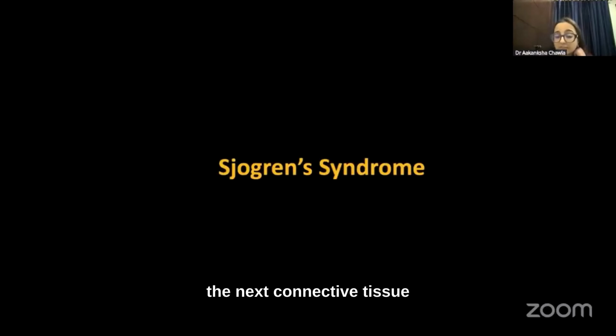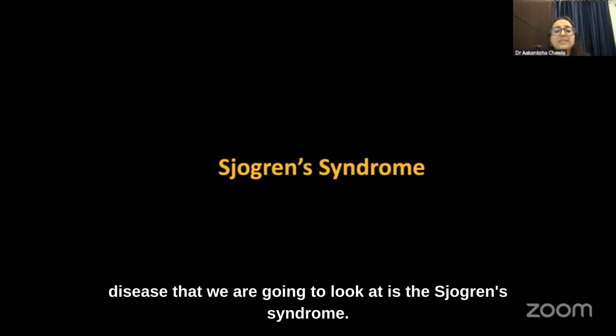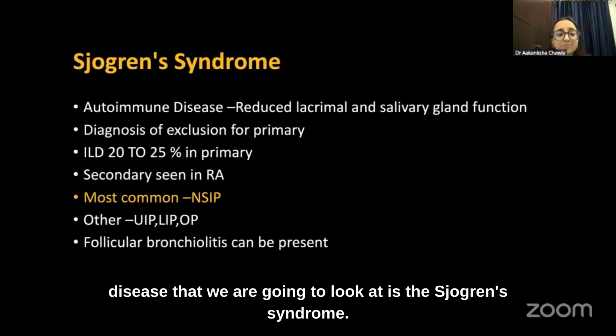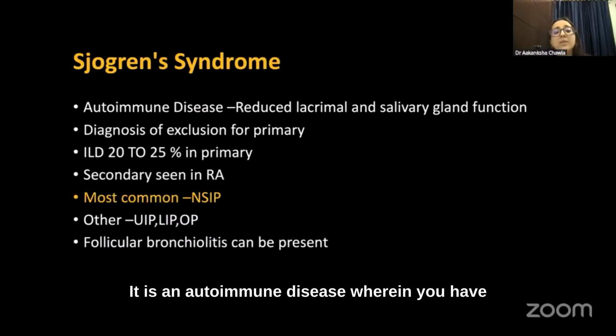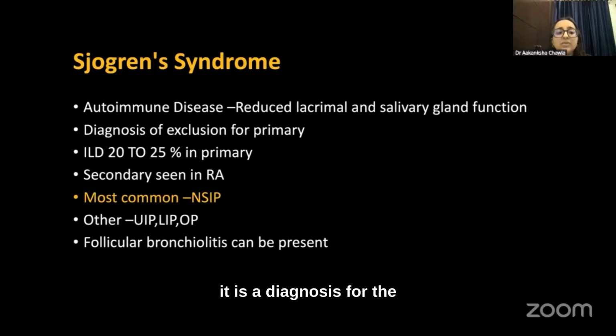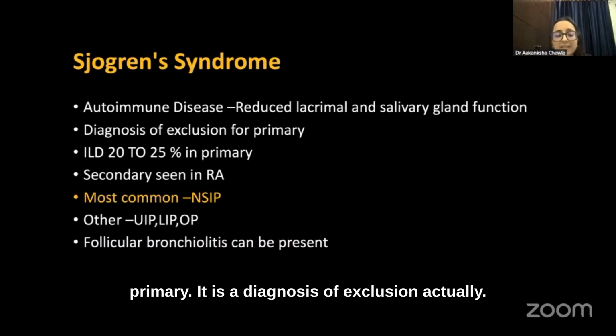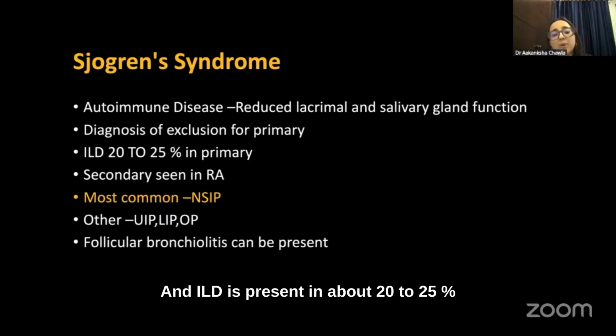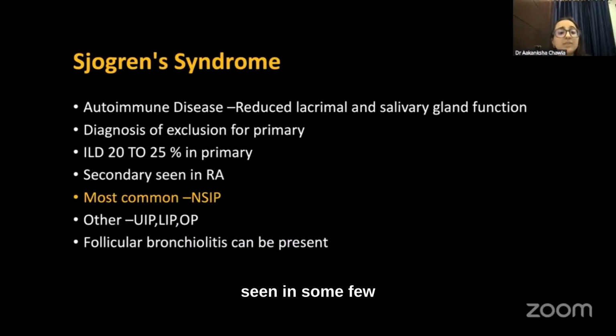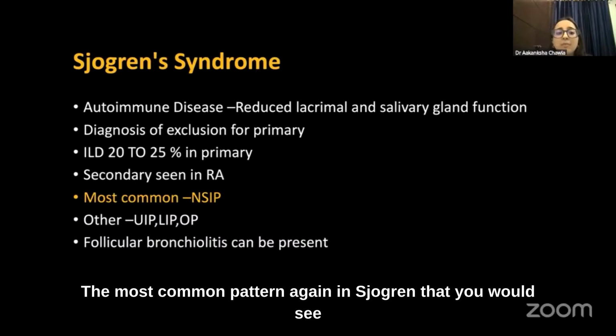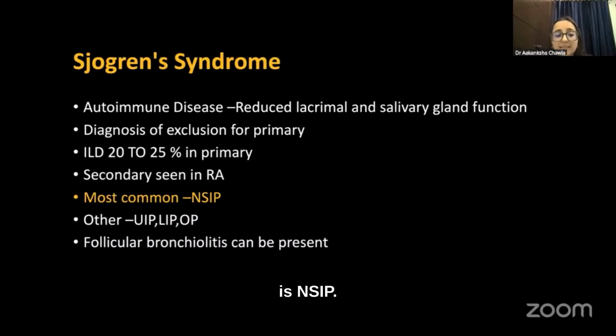Now, the next connective tissue disease that we are going to look at is Sjögren's syndrome. It is an autoimmune disease wherein you have reduced lacrimal and salivary gland function. It is a diagnosis of exclusion for the primary form, and ILD is present in about 20 to 25% of primary cases. It is also seen in rheumatoid arthritis, as secondary Sjögren is seen in a few cases of rheumatoid arthritis as well. The most common pattern again in Sjögren that you would see is NSIP.